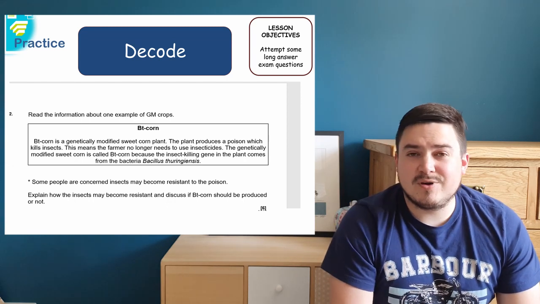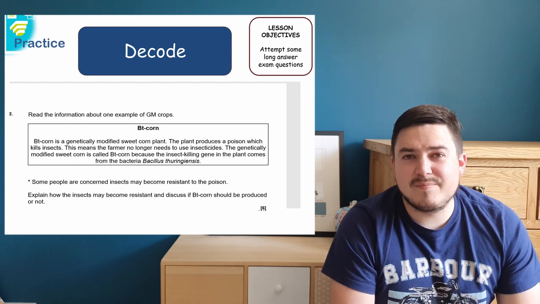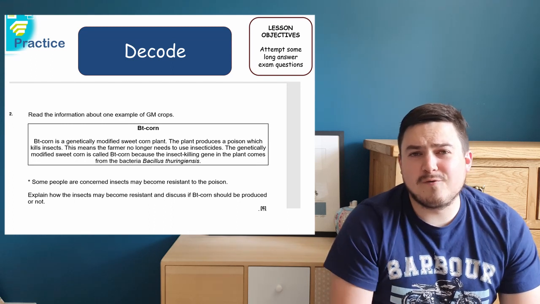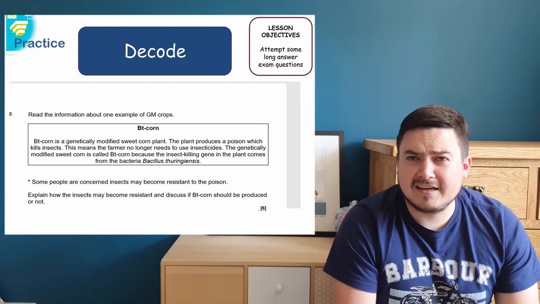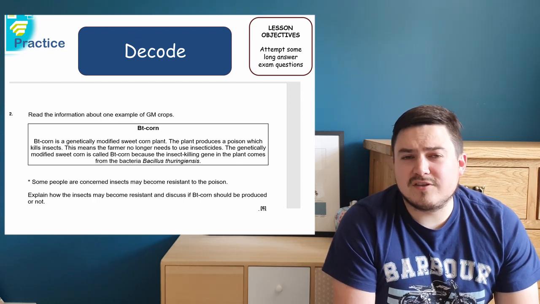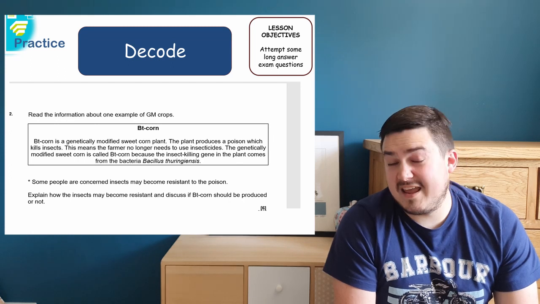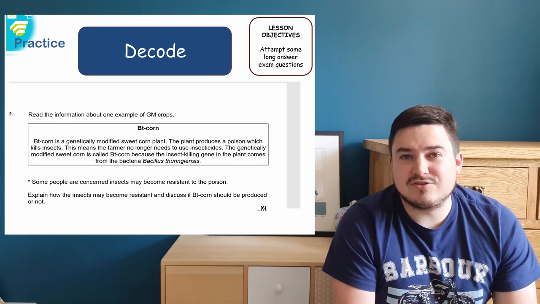So we need to break this question down before we can answer it, and the best way to do that is following 4 main steps. I refer to them as decode, plan, answer, and check. Each of those steps is what you should be doing in any 6-mark, or really any question that you come across, just to make sure you're answering everything in full.